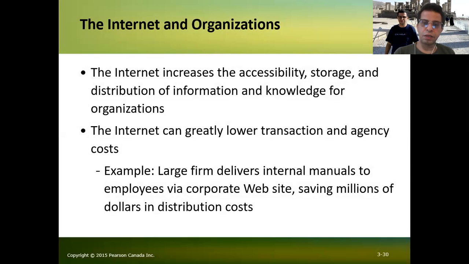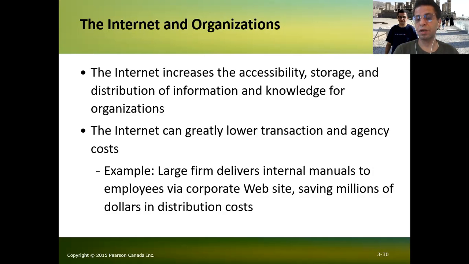The other part is how IT is changing the organization. The internet increased the accessibility, storage, and distribution of information and knowledge for the organization. The internet can greatly lower the transaction and agency costs because you don't have the process of getting in your car and meeting the supplier. You can do it online, and you, your supplier, and your customer are all in one field on the internet. So it lowers the transaction and agency costs.